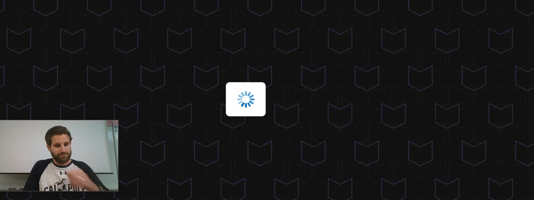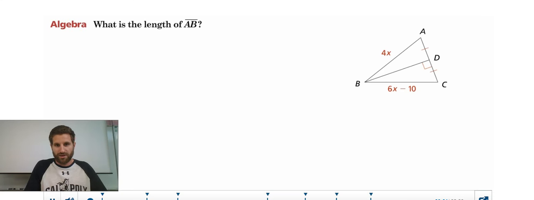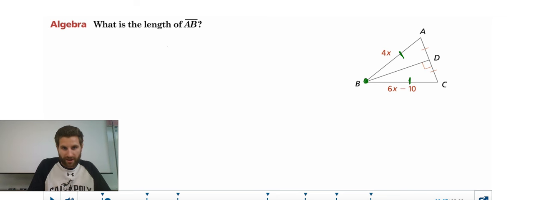Okay, so first problem, using the perpendicular bisector. So we want to find the length of AB. Okay, so using our theorem, this is a perpendicular bisector right here. So B right here is equidistant to the endpoint. So we know that this segment is congruent to this segment. Okay, so because of that, we can go ahead and just say 4x must be equal to 6x minus 10.